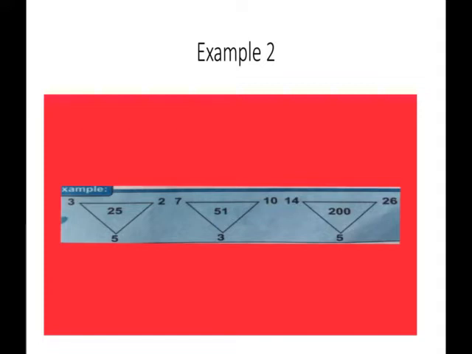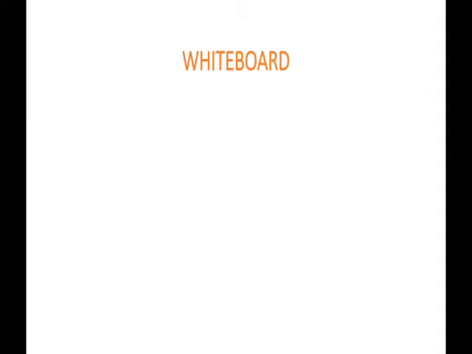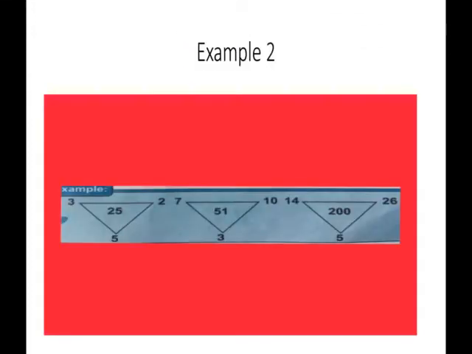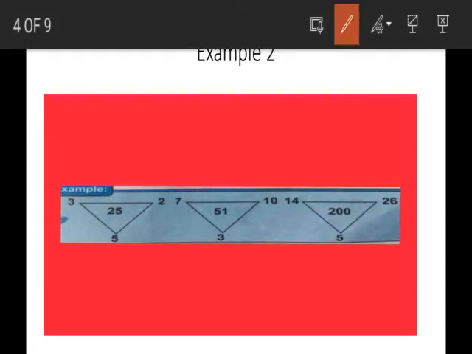Let's solve for the very first one, which is the triangle having 3, 2, 5, and 25. Assuming 25 was not given, that is this 25 at the middle, assuming it was not given, how do we get it? Let's go to our board.